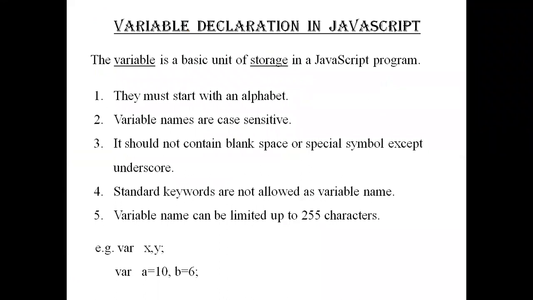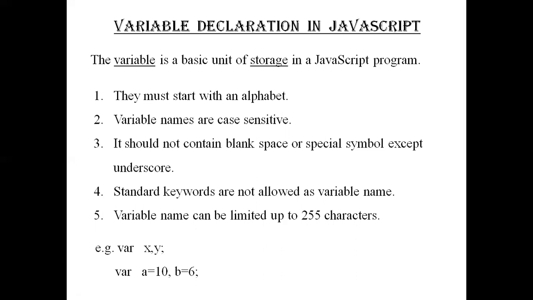We have already learnt about variables, the introductory part of JavaScript programming. What is a variable? It is a basic unit of storage in a JavaScript program. That means it is a container to store information. It is a container for the information you want to store. So let's recollect some rules.